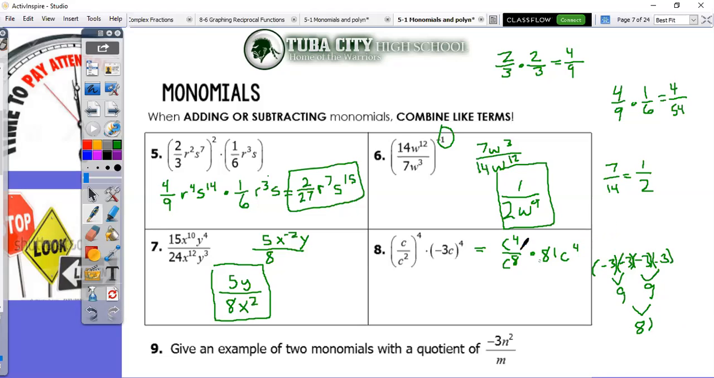Now another thing I'm going to do is reduce this. So 4 and 8 can both be reduced, right? We can divide them both by 4. So c to the 1, because I divided it by 4, and I'm going to divide 8 by 4, and we get over 2. Now I'm going to turn this into a fraction just to make things easier to work with, by putting a 1 under it. 81 c to the 4.